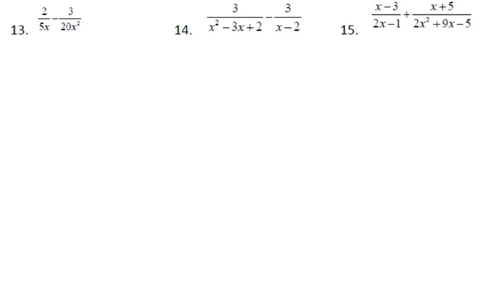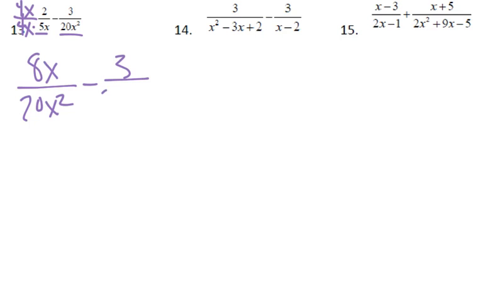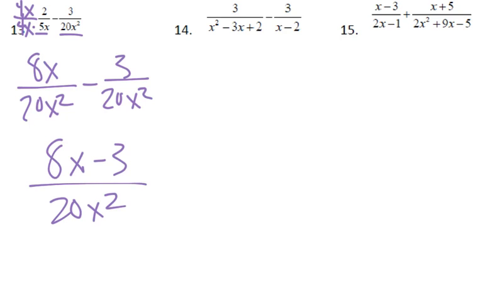Alright, let's keep on going with these. Now, 5x, 20x squared. I can make 5 into 20 by multiplying by 4, and I can make x squared by multiplying by x. So I multiply the top and bottom by 4x, giving me 8x over 20x squared minus 3 over 20x squared, which would be 8x minus 3 over 20x squared. Can't simplify that 8x minus 3, so I just leave it like that.